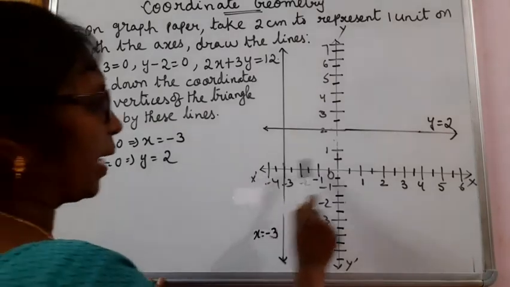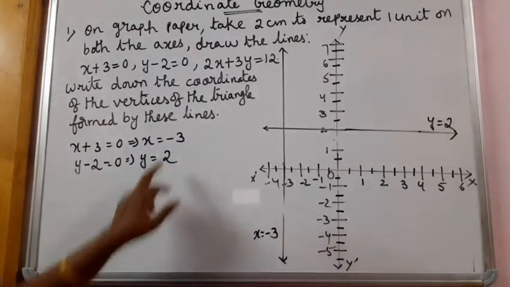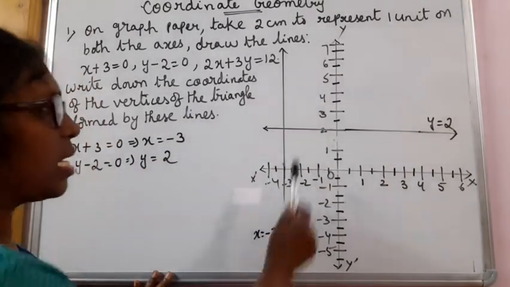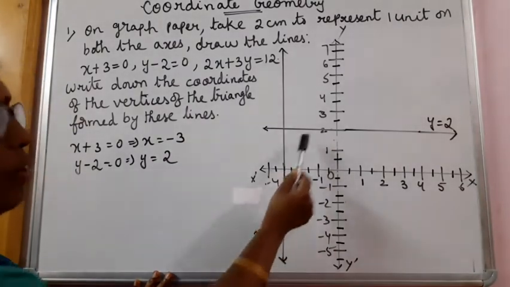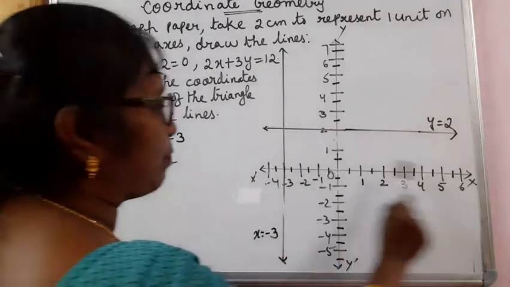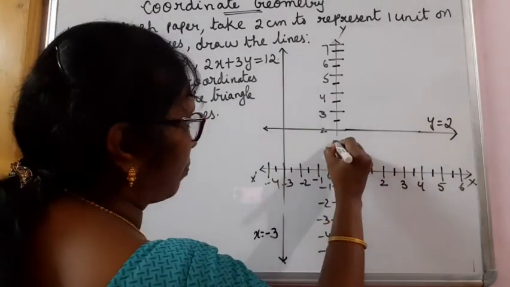That means y equal to 0 means the x-axis, x is equal to 0 means the y-axis. x is equal to minus 3 means a line parallel to the y-axis at a distance of 3 units from the y-axis. y equal to 2 means a line parallel to the x-axis at a distance of 2 units from the x-axis.